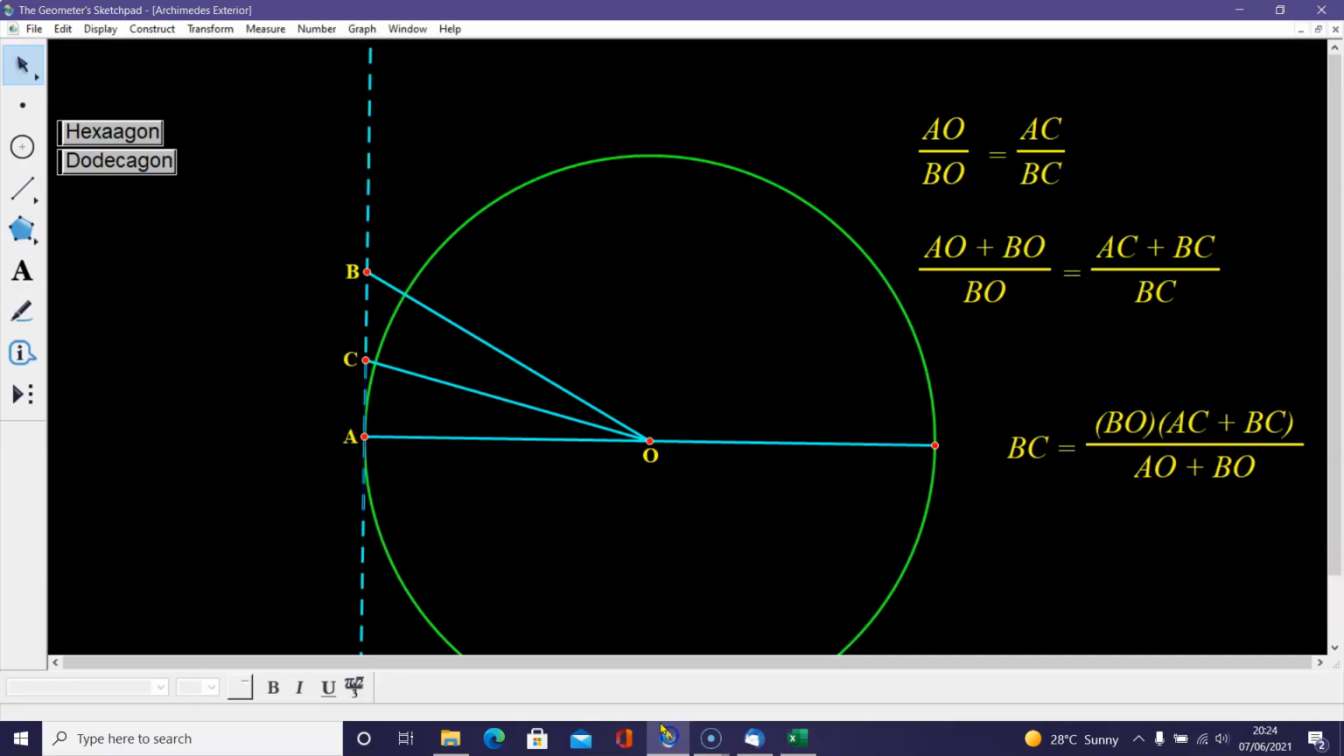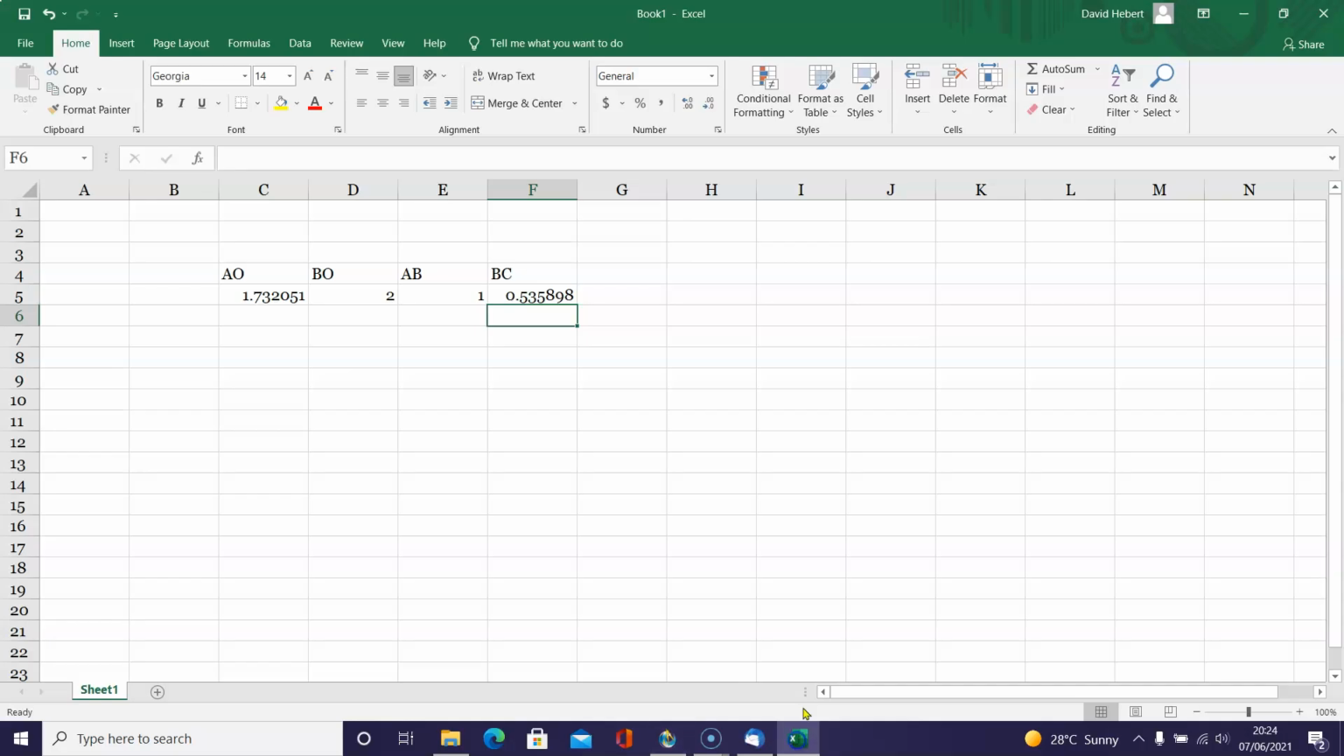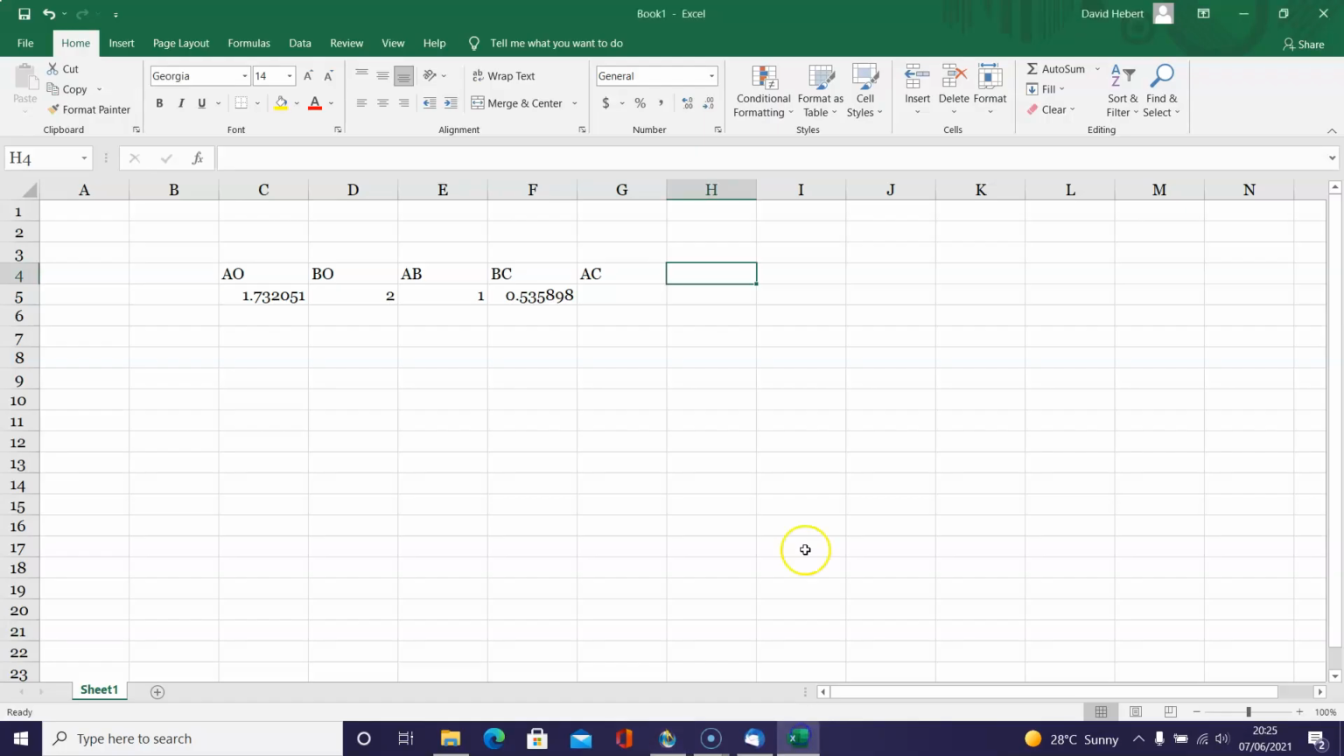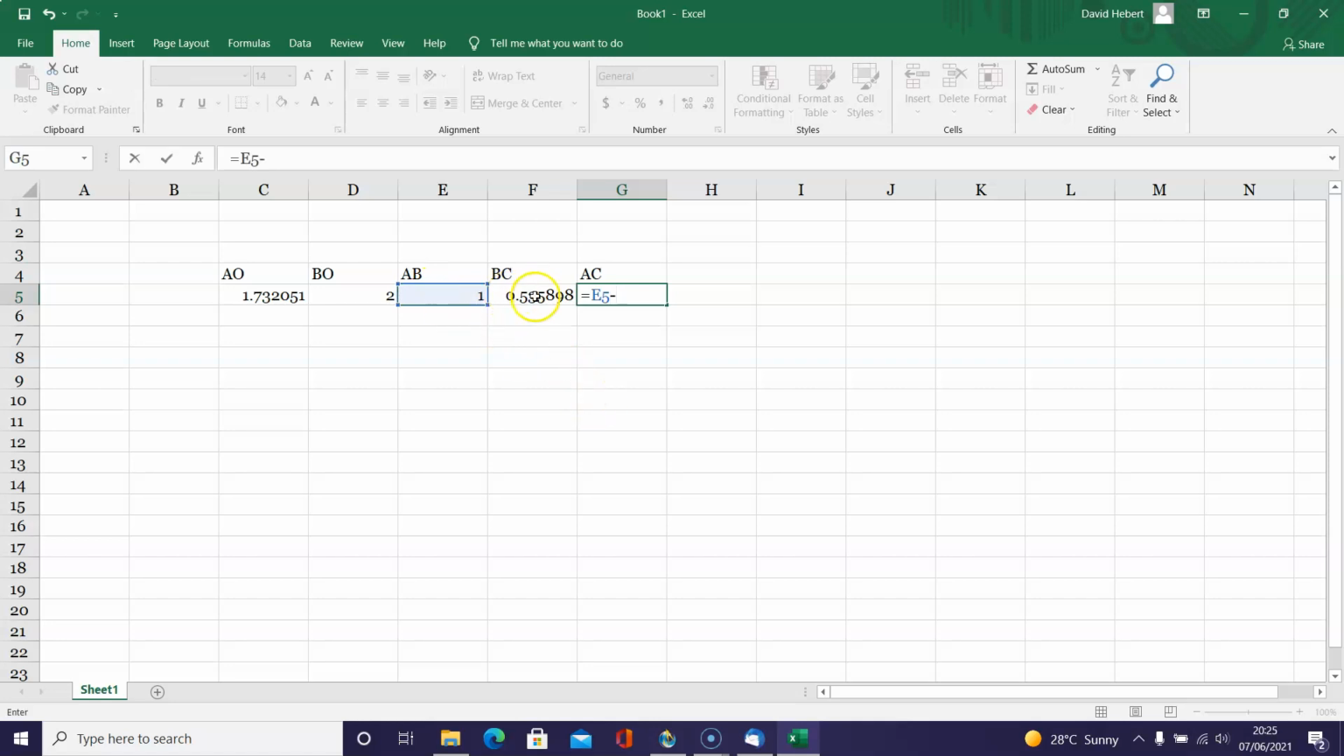So let's go look at our diagram. I now have this number. If I have that number, I can now calculate AC. So that's the next thing I'm going to put in my spreadsheet is AC. And we know, I'm going to go look at my drawing, AC will be AB minus BC. So over here in my spreadsheet, I'm going to have, what did we say? We're going to have AB minus BC gives us AC.